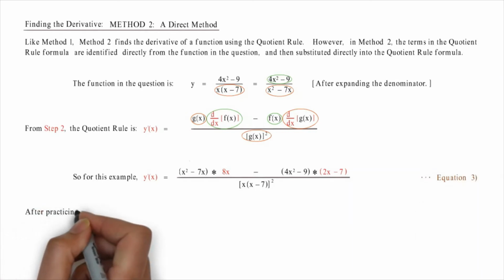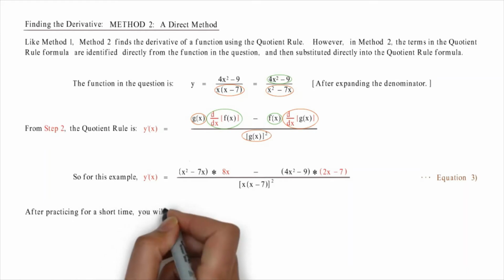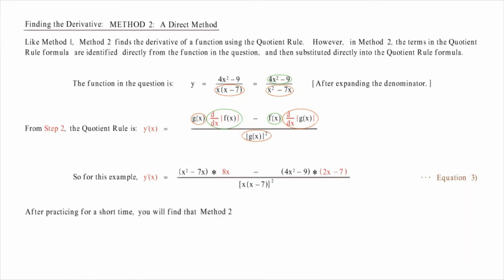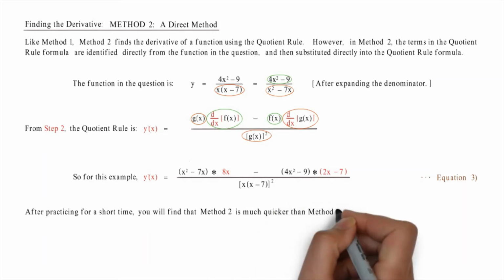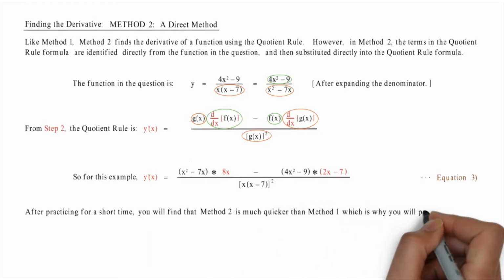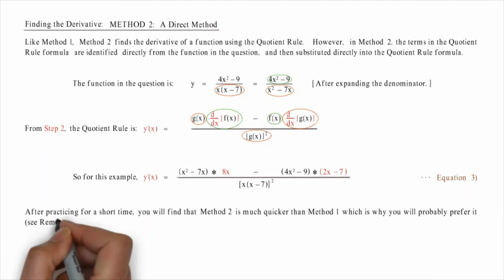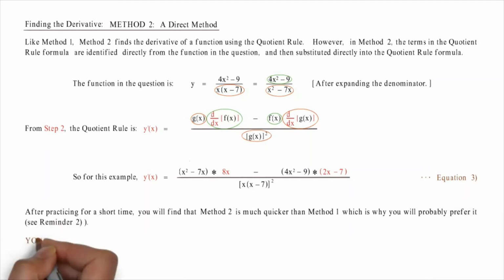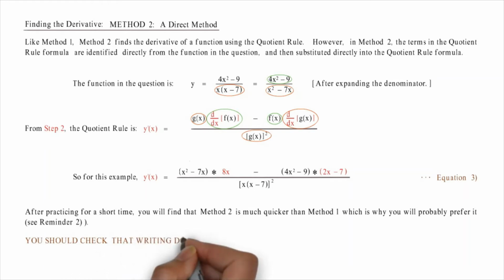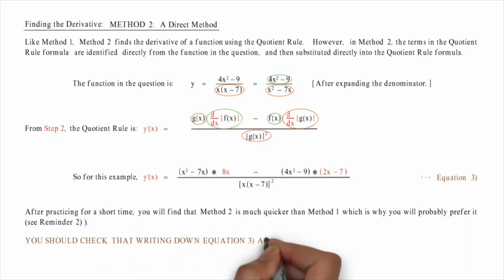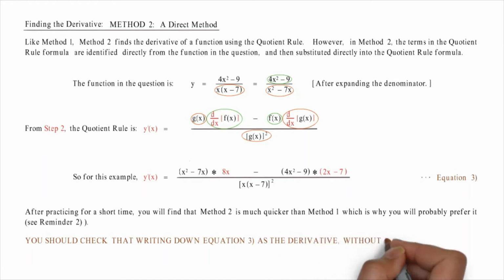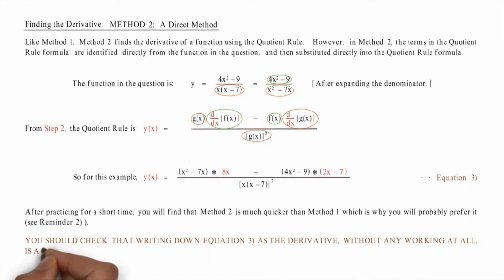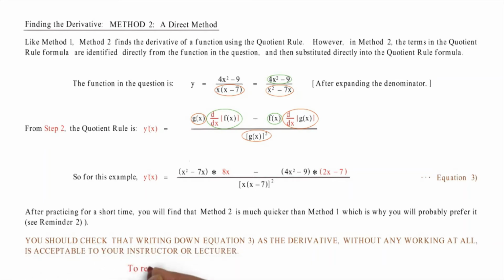After practicing for a short time, you will find that method 2 is much quicker than method 1, which is why you will probably prefer it. See reminder 2. You should check that writing down equation 3 as the derivative without any working at all is acceptable to your instructor or lecturer. To review method 2 above, you should pause this video now.